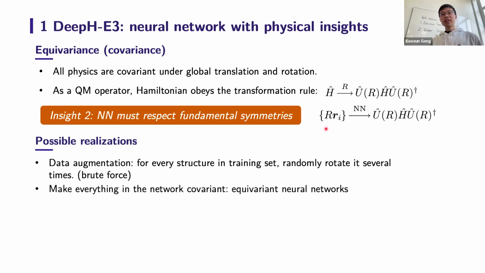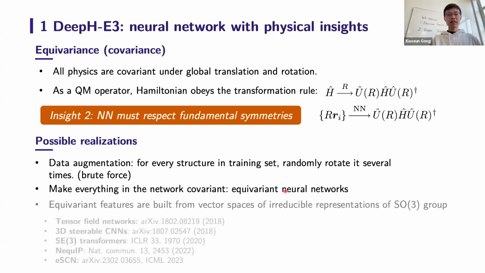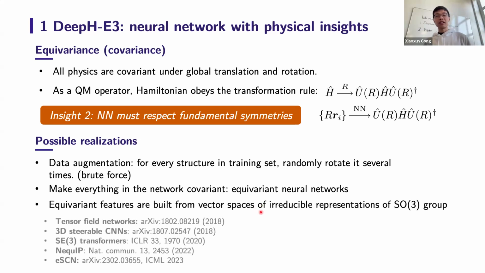But a more clever way is to make everything in the network covariant, and we take advantage of equivariant neural networks, in which all the equivariant features are built from vector spaces of irreducible representations of the SO3 group. The SO3 group is basically the rotation group in three-dimensional space. And the irreducible representations are like fundamental objects that transform covariantly under the SO3 rotations. So using this method, we can achieve covariance in our neural network.